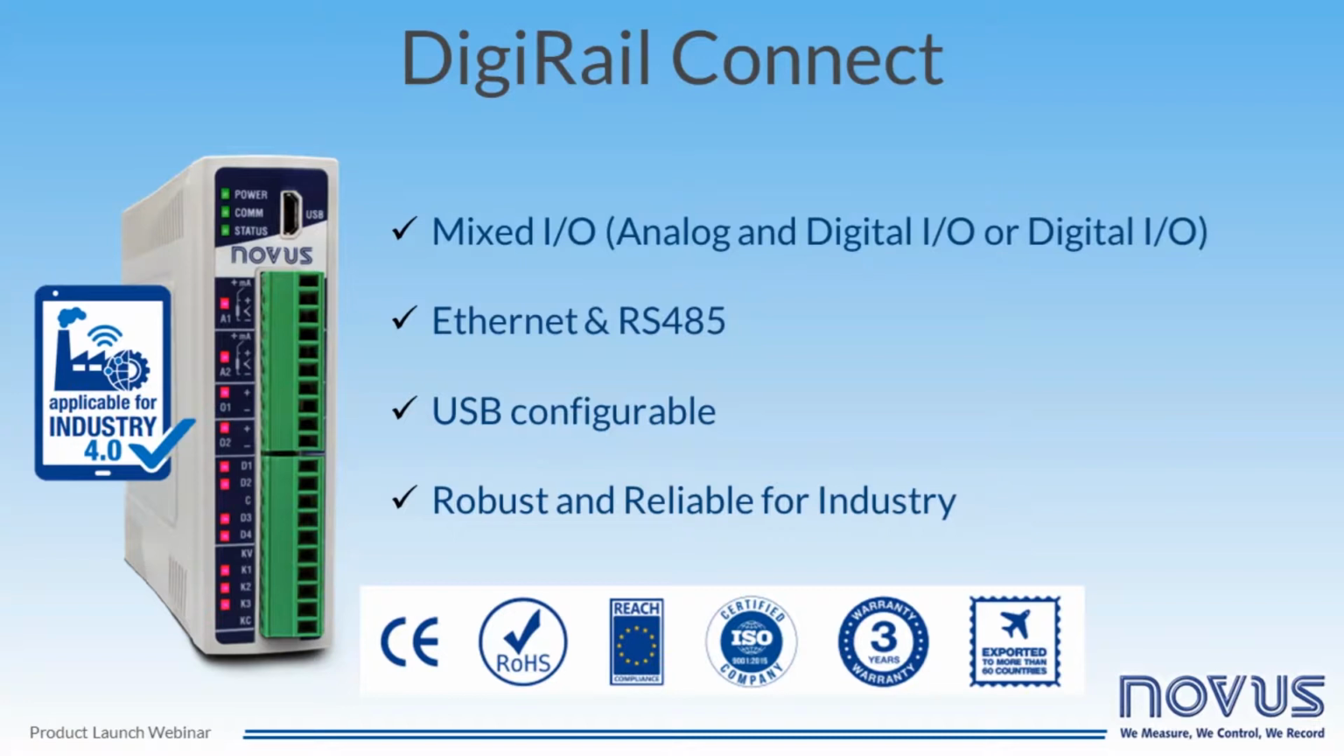DigiRail Connect has a native Ethernet interface with the Modbus TCP server protocol, which can be used as a slave in an Ethernet network. It also has an RS-485 interface with Modbus RTU protocol. The device comes with a USB port for configuration, diagnosis, and commissioning. DigiRail Connect complies with some approvals, which make it robust and reliable for any kind of automation. Our confidence in this device is so high that we offer 3 years of warranty. It is suitable for Industry 4.0 applications.